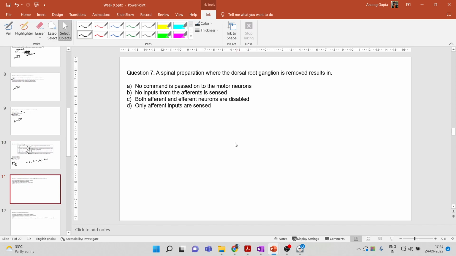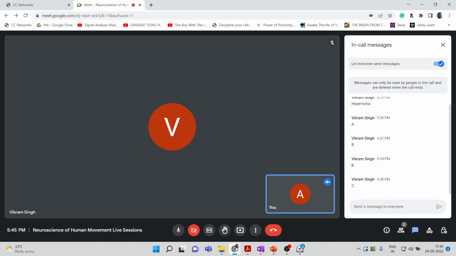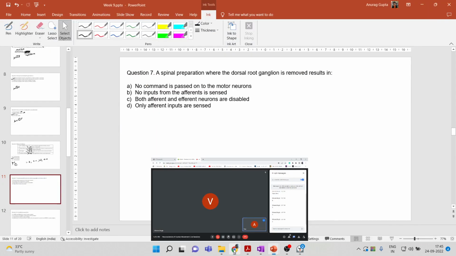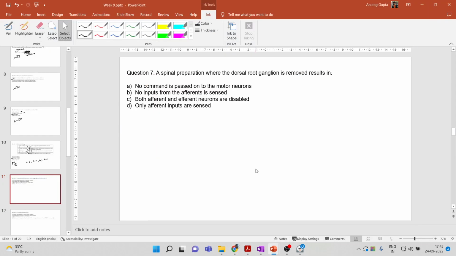So let's go on to the next question. A spinal preparation where the dorsal root ganglion is removed results in... So you can go through this and give your response. I'll just step out and get some water. In the meantime, you can go through the question and give your answer.